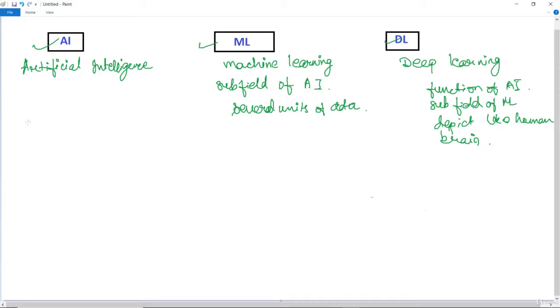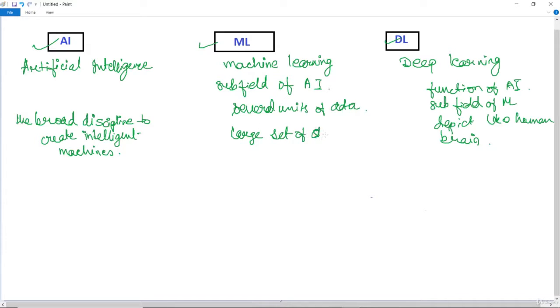AI is the broad discipline of creating intelligent machines. Machine learning refers to the system, as we have already discussed, learning from experiences on a large set of data. That means we feed the system a large set of data so that it can learn from the experience and make its decisions. Deep learning refers to learning from experience on a large set of data. It is a function of AI and a subfield of ML.